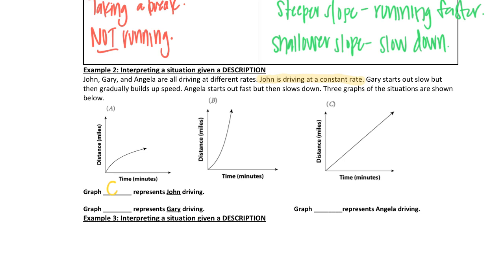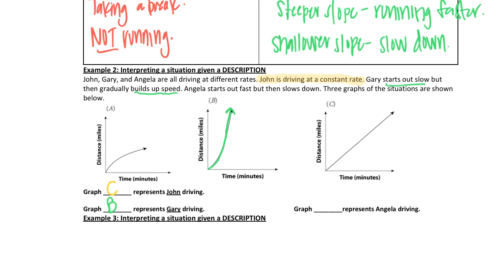Gary, on the other hand, starts out slow and then gradually builds up speed. So we should be looking for a shallow slope that then speeds up and gets steeper. For Gary, you should have matched graph B. He starts out slow, but then increases quickly. So Gary is graph B.